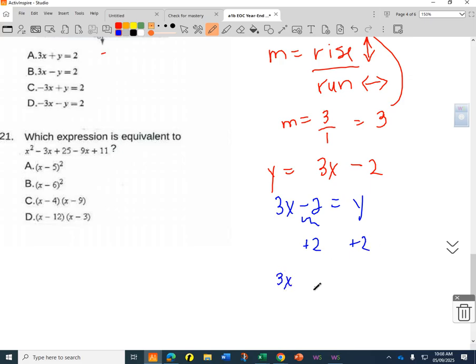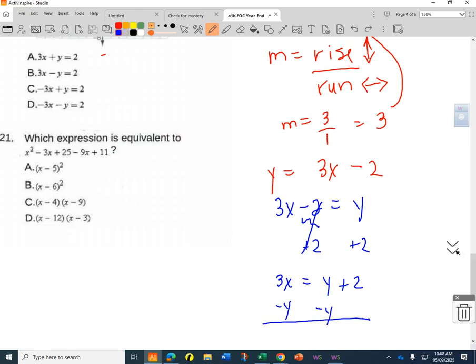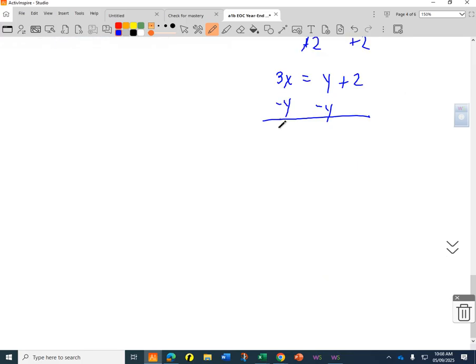So now what I have is 3x, that goes to 0, equals y plus 2. Now the only thing that's not in the right spot on all these choices is the y, which is on the left side, so I'm going to subtract y. Opposite of what's happening here, positive y, so I'm going to subtract y. So now I have 3x minus y equals 0 plus 2, or 2.